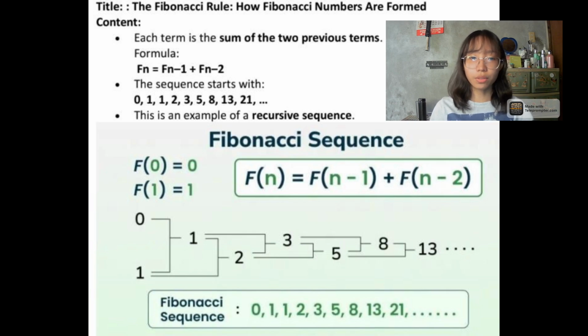The Fibonacci rule. The Fibonacci sequence follows a very simple rule. Each term is the sum of the two previous terms. And the formula is Fn equals Fn minus 1 plus Fn minus 2. It starts with 0 and 1, so the sequence goes like this: 0, 1, 1, 2, 3, 5, 8, 13, 21, and so on. This is called a recursive sequence, which means each new term depends on the ones before.